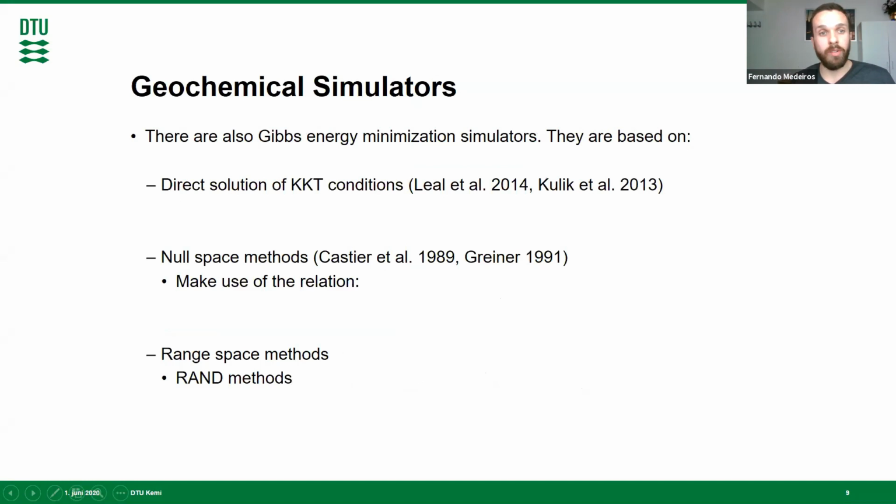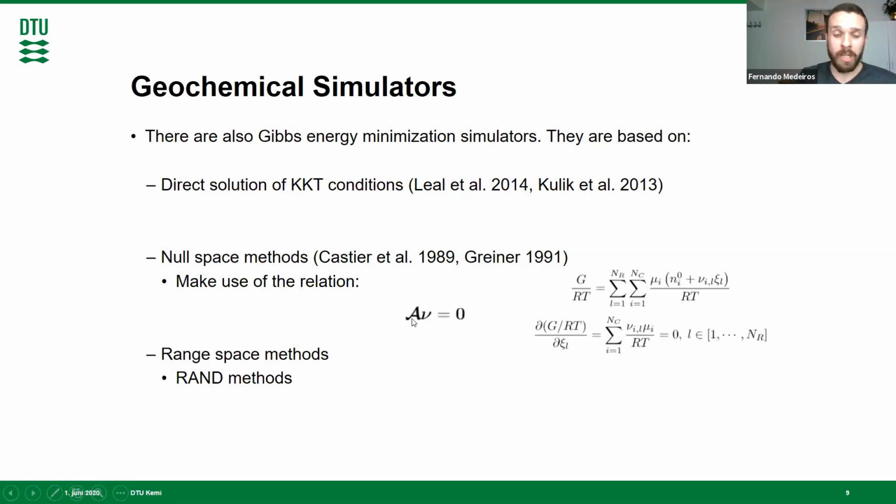But there are also other simulators that are based on Gibbs energy minimization. They actually use the variables for which the minimization was cast. Some algorithms solve directly for the KKT conditions, like Leal and Kulik. Some algorithms use null space methods. Null space methods are a typical methodology used in constrained optimization, and they make use of this relation here.